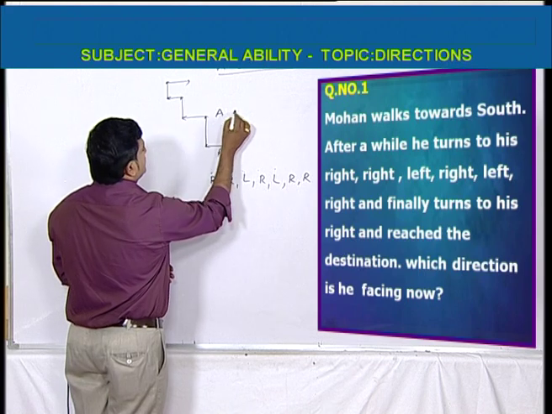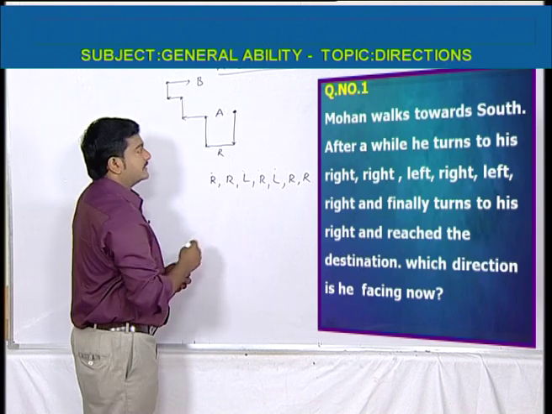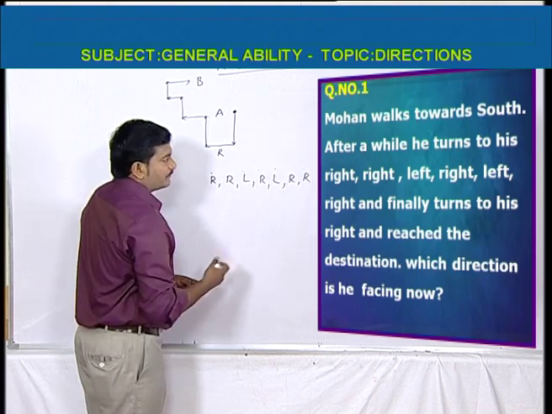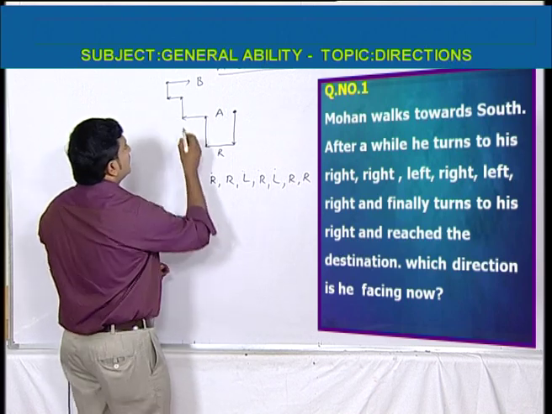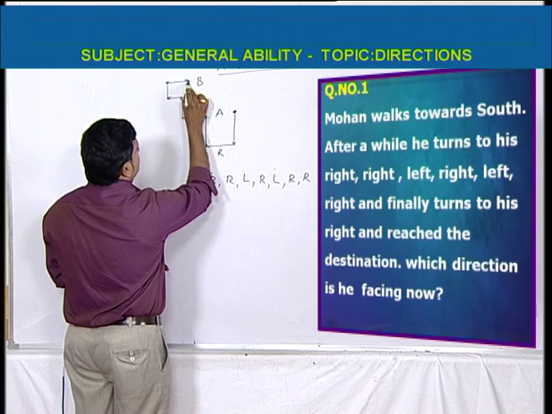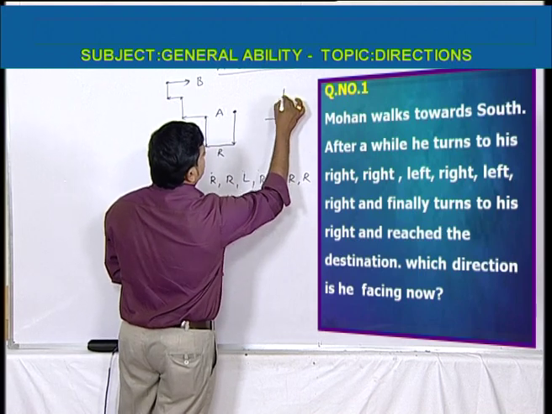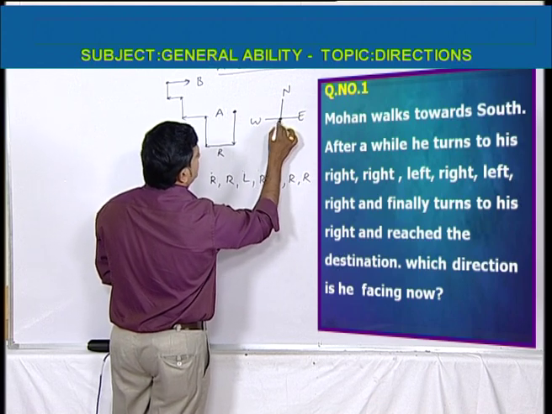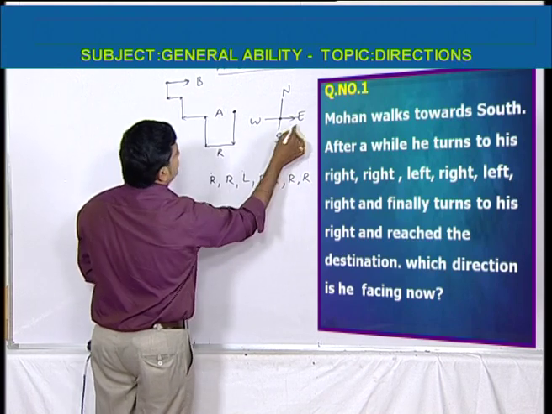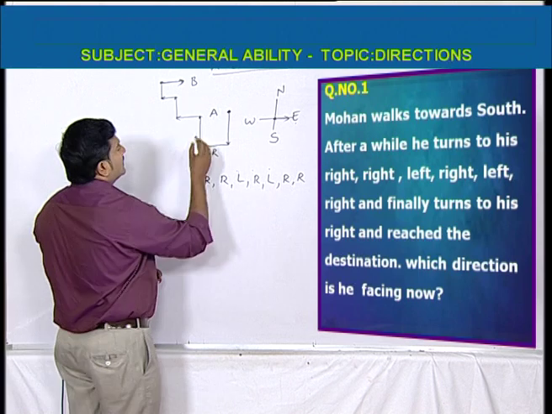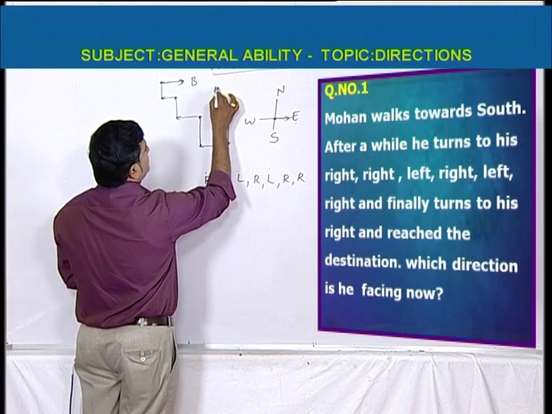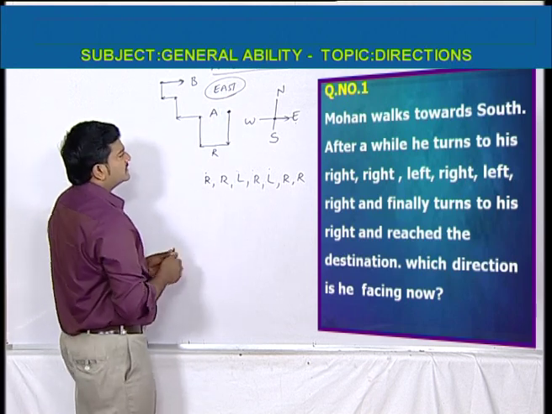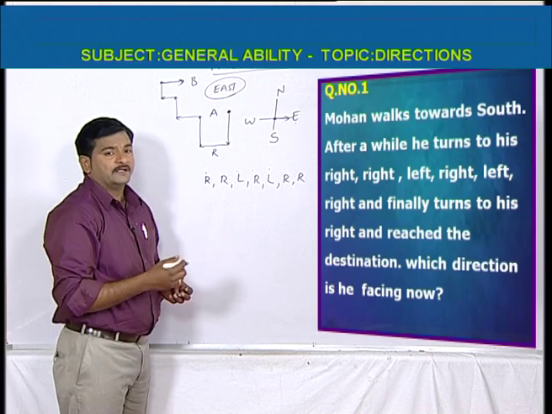Now let's say the initial point is A and the final point is B. The question is, in which direction is he facing now? Now he is walking towards this direction. We already know there are 4 main directions: northern arm, eastern arm, southern arm and western arm. For example, the person is here, walking in this direction. According to the given question, that is east direction. Hence the answer for the given question is east direction.